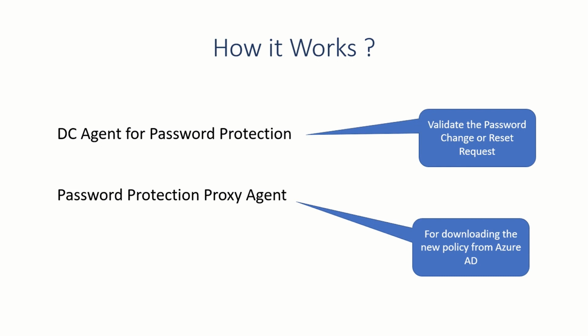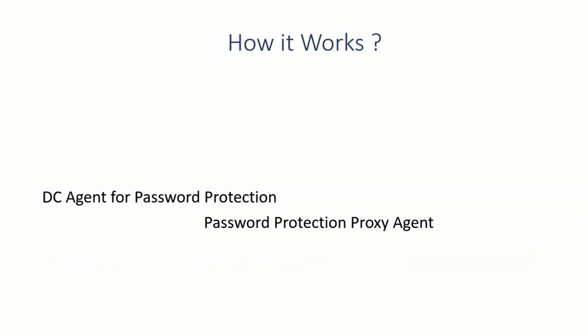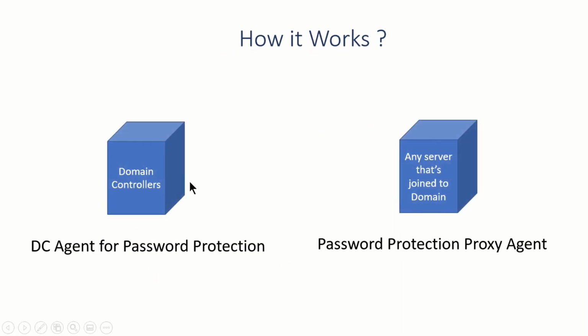Now, the reason behind this is that you will keep on updating your custom banned password list. That's the reason two different agents are required for Azure AD password protection to work, in a nutshell. The names of these two agents have a meaning defined in the name itself. So what do I mean by this? The DC agent for password protection will be installed on domain controllers, whereas the password protection proxy agent can be installed on any server that's been joined to your domain.